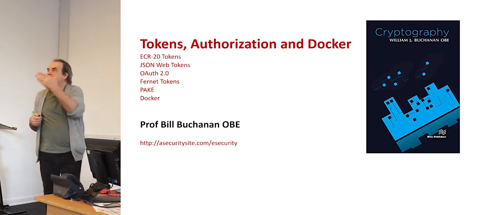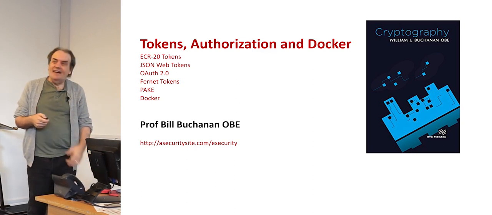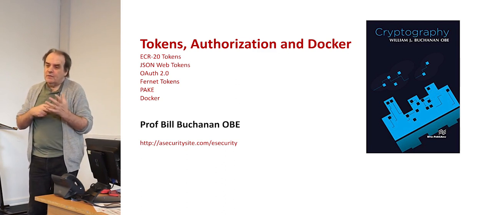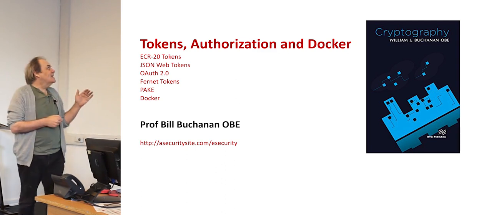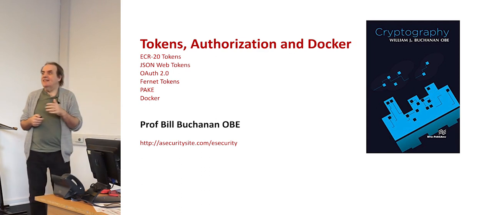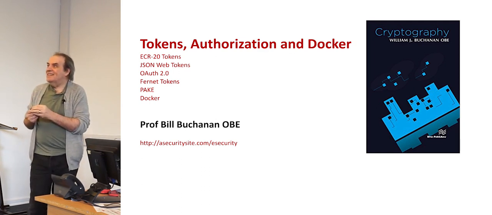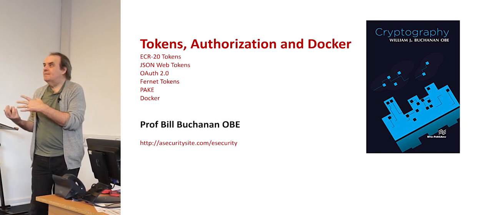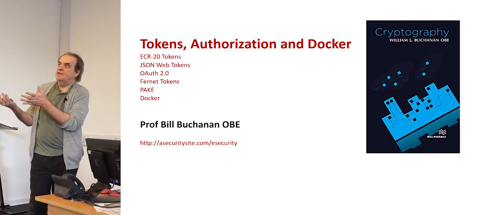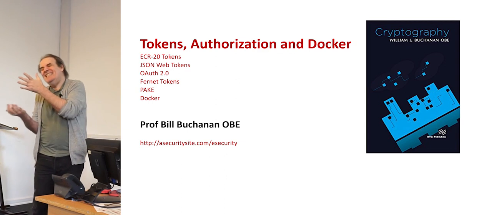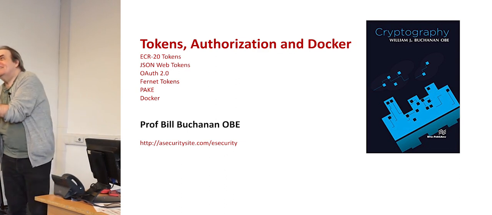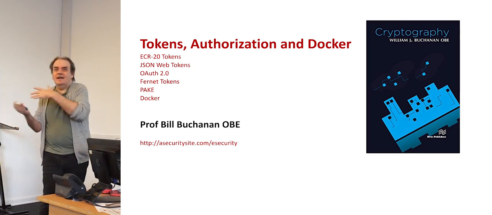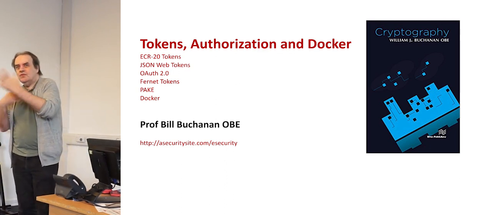So with this, we'll have a look at ERC20 tokens. I'll let you have a look at what those look like. And then we'll go into JSON tokens, JWT, and see what the weaknesses are of that. In the lab today, we'll be creating some JWT tokens, and hopefully we'll be cracking them and showing how it's not too difficult.